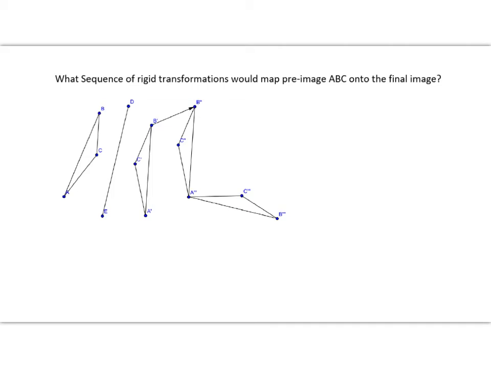Okay, now what sequence of rigid transformations would map the pre-image, which is my original image? So that would be this one right here. What sequence of rigid transformations would map my pre-image ABC onto the final image? So the first thing I need to think about is what happened from here to here. And if you look, it is a reflection, and I reflected over the segment DE.